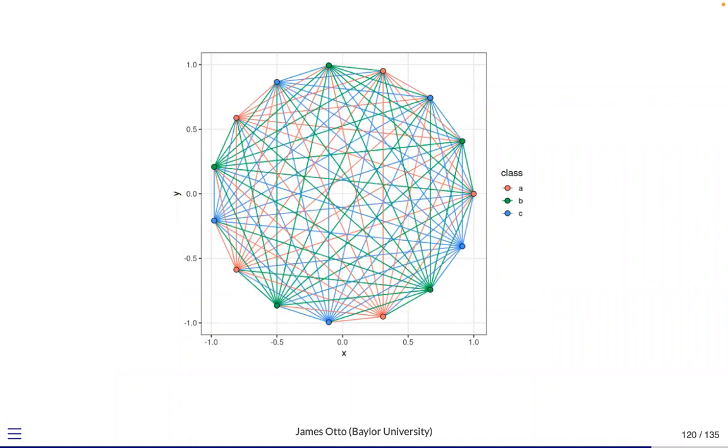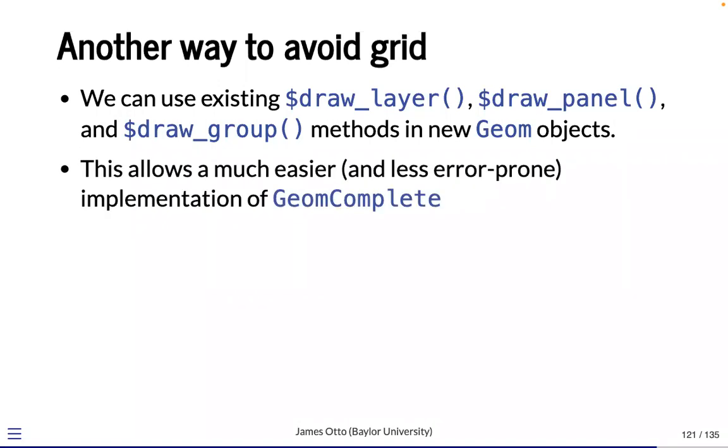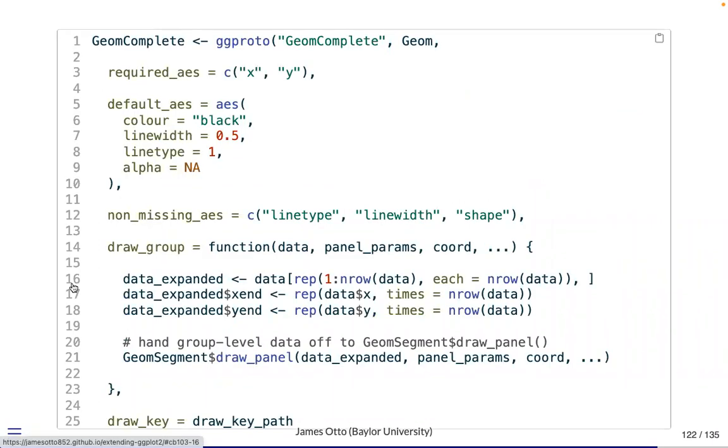So luckily, even though this easier implementation doesn't work for more complicated use cases, there is another way to avoid grid. When you create a geom object, in the logic that the geom uses to draw plots, you can reference already created draw methods from other geoms. Now, that might not make sense, but I'm going to show you what that looks like. So we can actually implement geom complete correctly like this. And here's what that looks like.